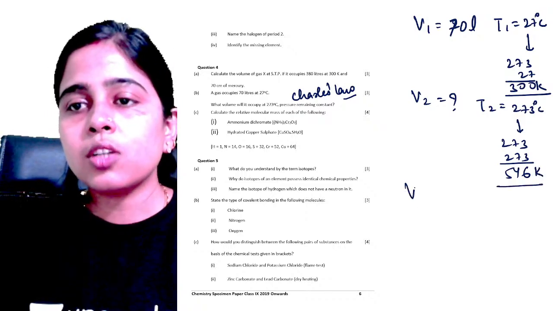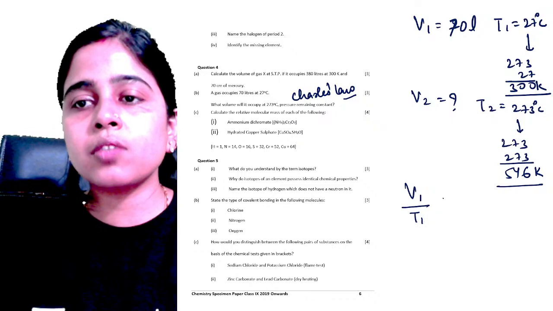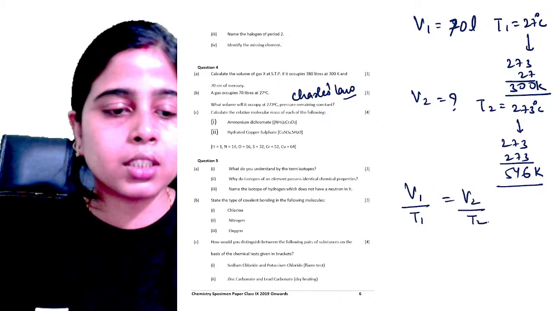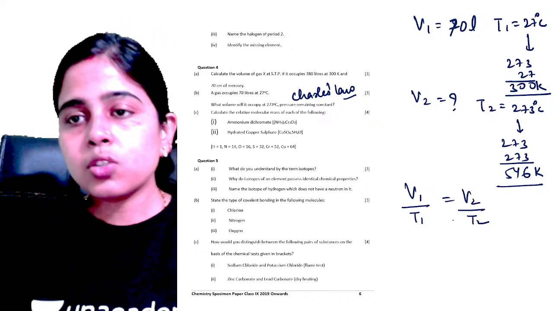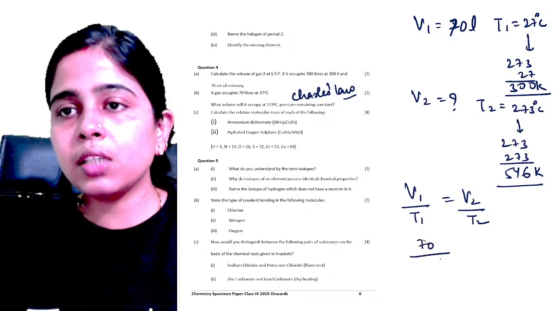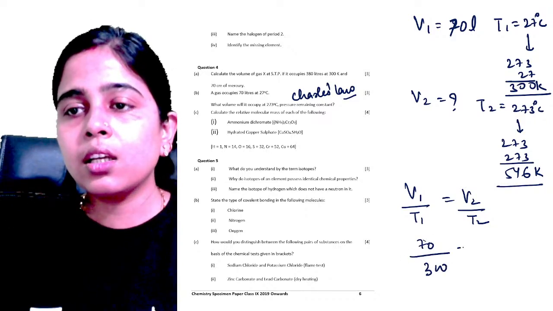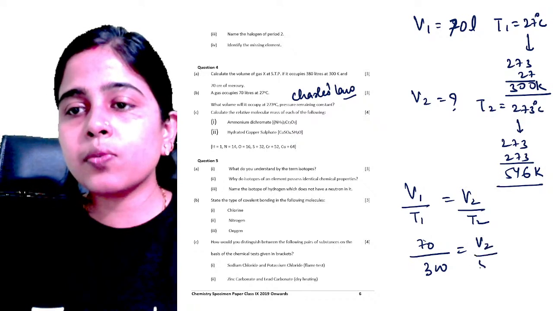So solve it. According to Charles law, you have the equation V1 by T1 is equal to V2 by T2. Yes, very easy. So V1 is how much? 70. T1 is how much? 300. V2 we don't know. T2 is 546.